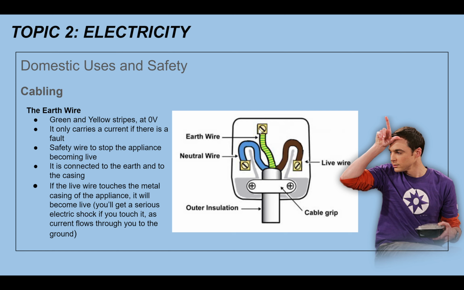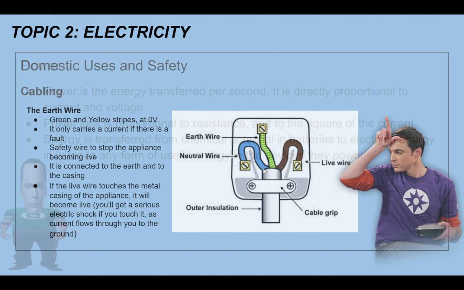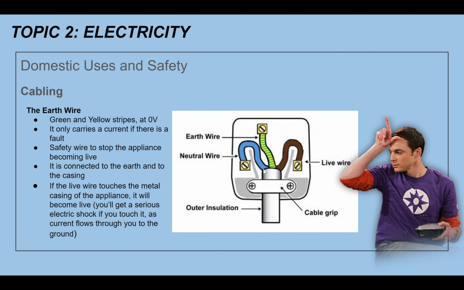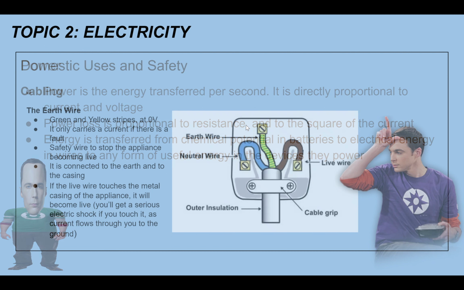So, there's 3 points on a plug in the UK, and the earth wire, the top one, is connected, and as it says here, it acts as a safety wire. So you see that little part at the top of your plug, that is for safety, as the 2 other ones are used for actually channeling the electricity.